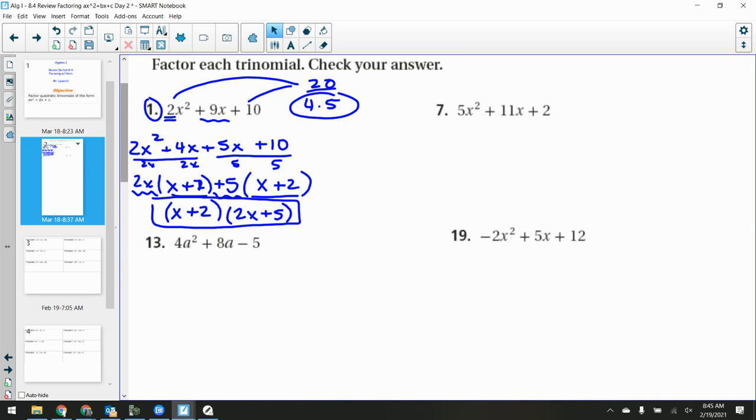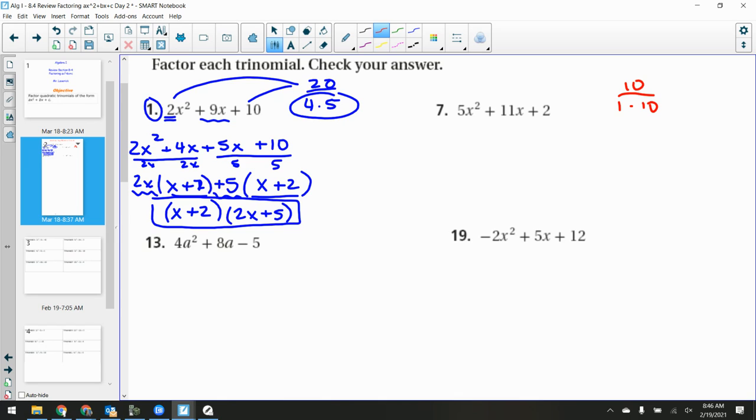Rosalie, what am I going to find factors of? Yeah, 10. Good. I'm going to find the factors of 10 that will add to get me 11. What do they end up being? You're right, 1 times 10.